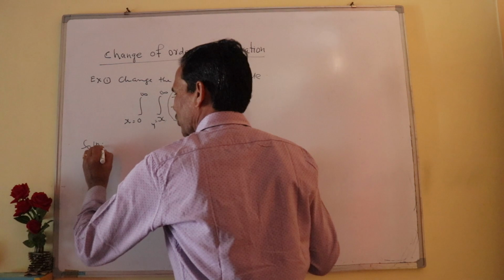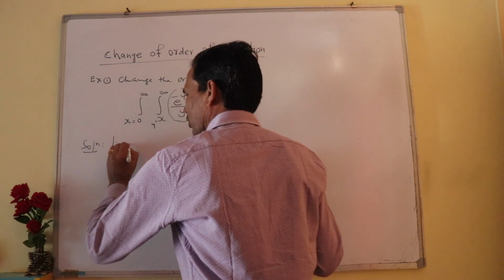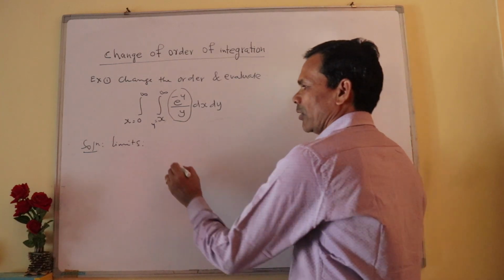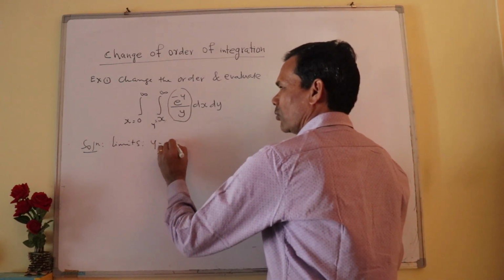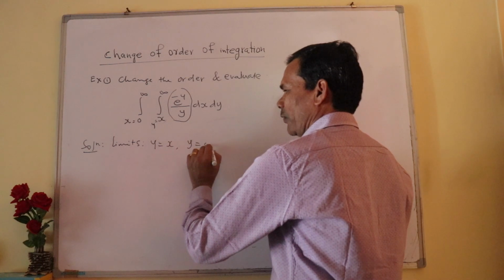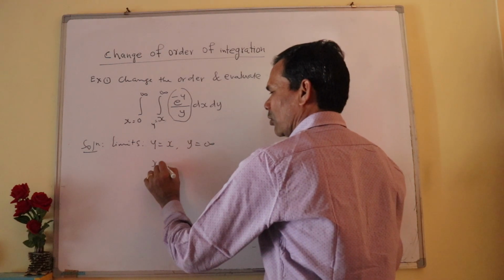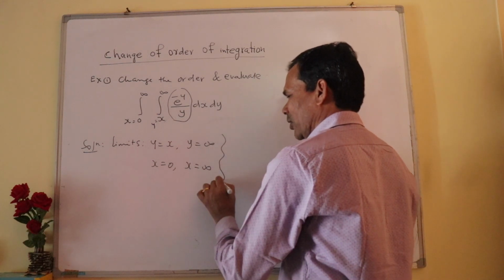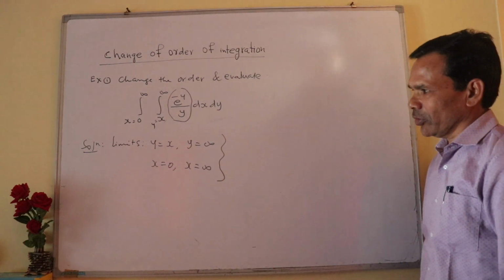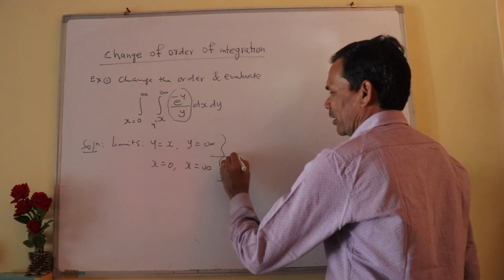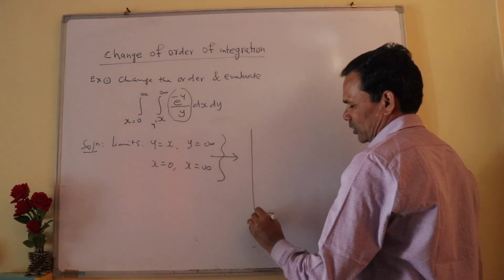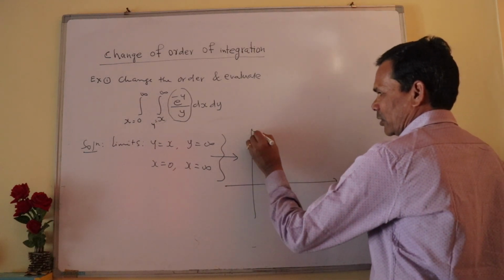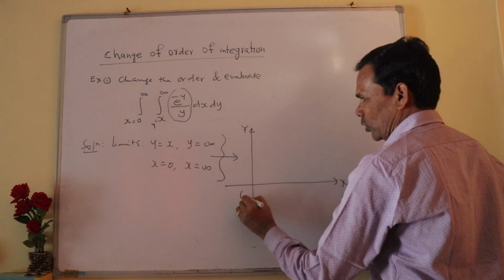Let us see what changing the order of integration means. The limits given here are y is equal to x to y is equal to infinity, then x is equal to 0 to x is equal to infinity. So we sketch the region of integration for these limits. I just sketch the region here: this is the x-axis, this is the y-axis, this is the origin.